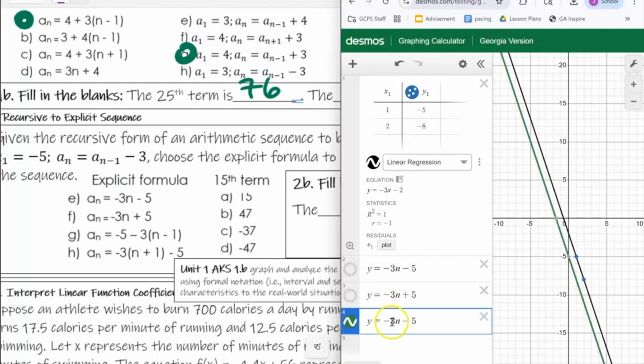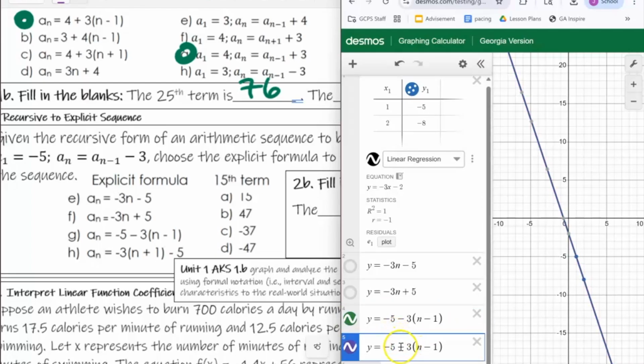Next line, -5 here, then -3, and then in parentheses, n minus 1. Does that match? We have a match. Okay, so this is the answer. I'm just going to double check the last one to make sure that that does not match. So this one is -3, like that, n plus 1, and then -5 at the end. Does not match. So the only one that could match is this answer choice. So this is our correct answer.